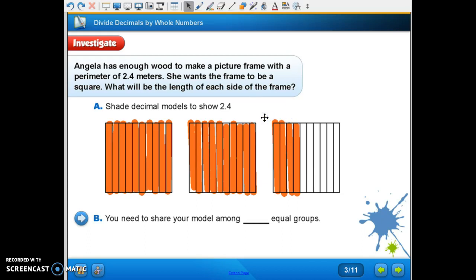So now let's go back. It says you need to share your model among how many equal groups? What does it say? She wants the frame to be square. Well, how many sides would a square frame have? 4. So she needs to share that 2 4/10 meters among 4 equal groups, or in this case, 4 equal sides.